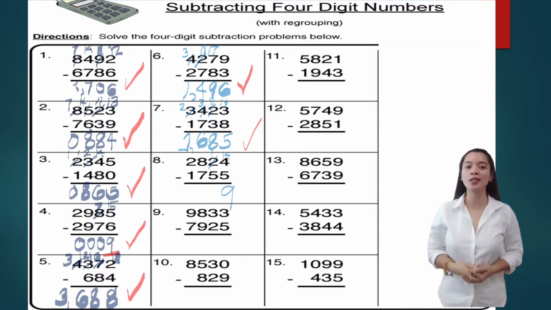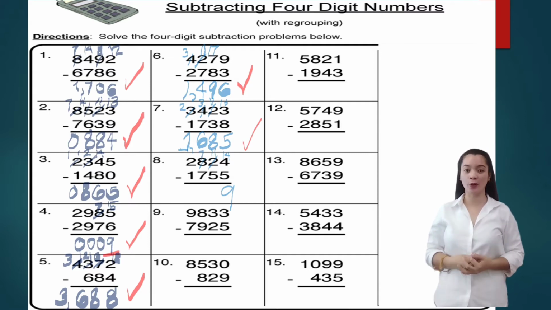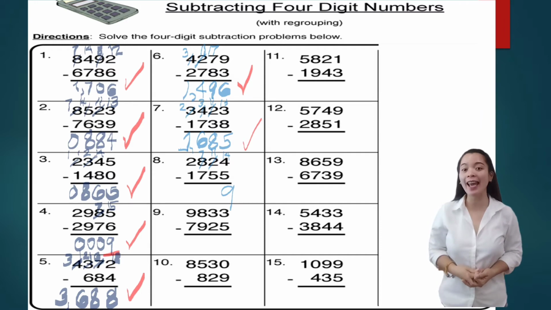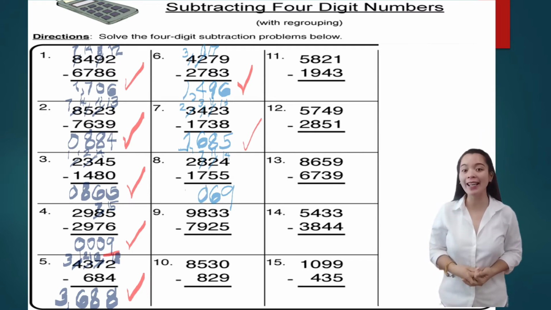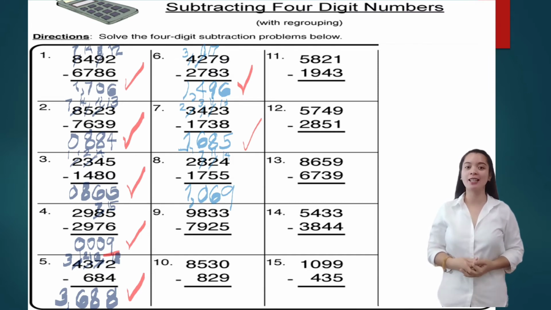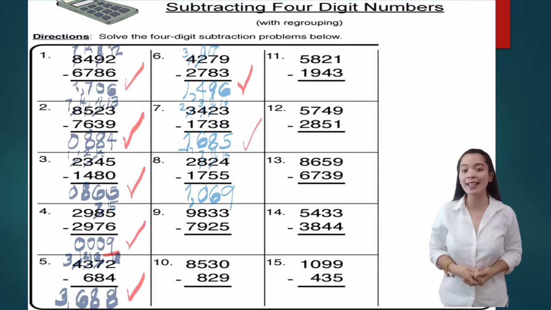1 minus 5 cannot be, let's borrow from 8. 8 becomes 7. 1 becomes 11. 11 minus 5 equals 6. 7 minus 7 equals 0. 2 minus 1, 1. So our answer is 1,069. Who got the correct answer, kids? Let's check.